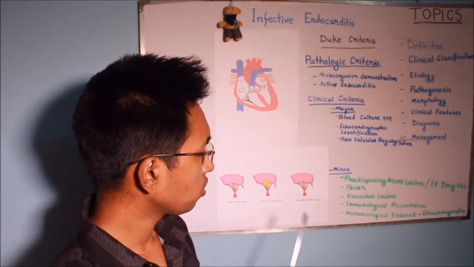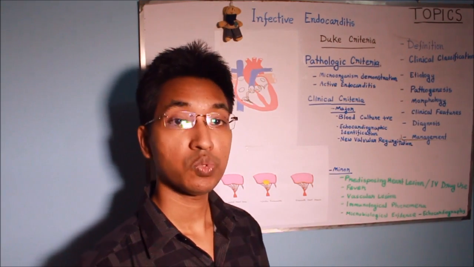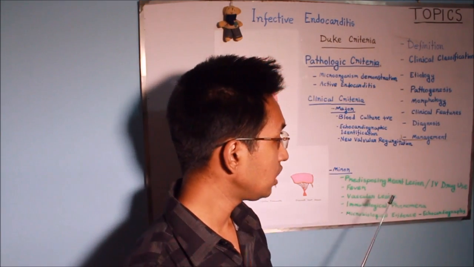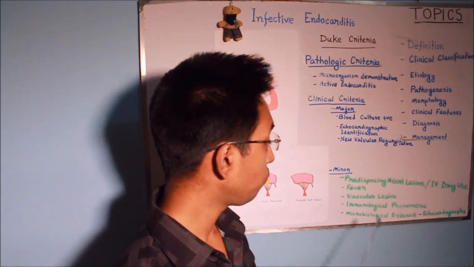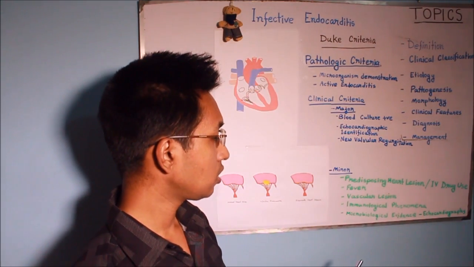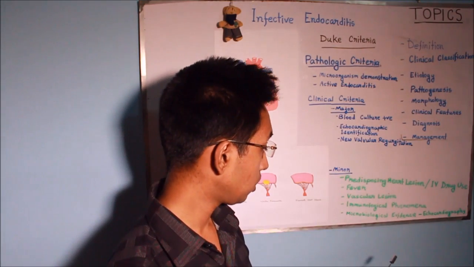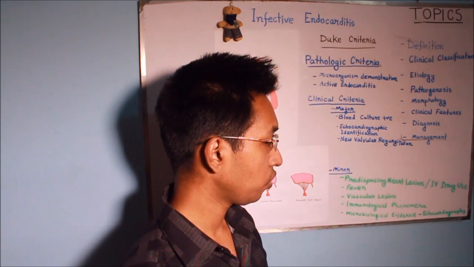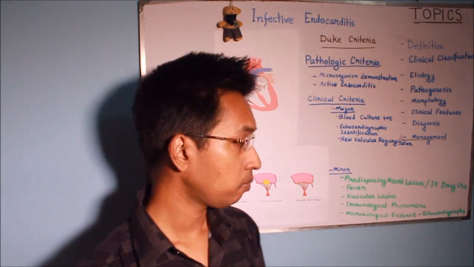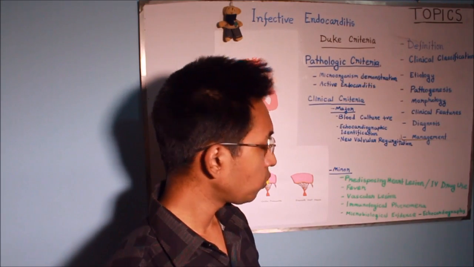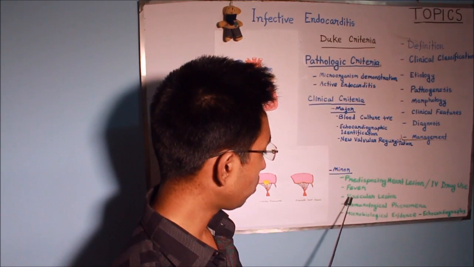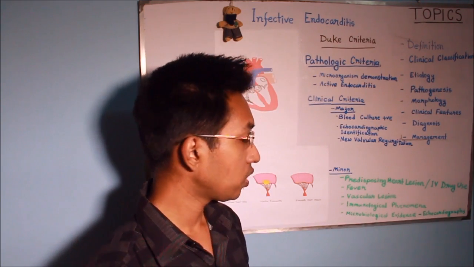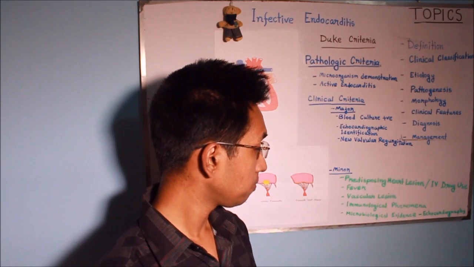Moving on to the minor clinical criteria, we can see that they will include predisposing heart lesion, intravenous drug use, fever, vascular lesions, immunological phenomena, microbiological evidence, and echocardiography findings. So let's talk about these things briefly. We will mainly talk about these two, vascular lesion and immunological phenomena. So what will be the vascular lesions that we can see here?